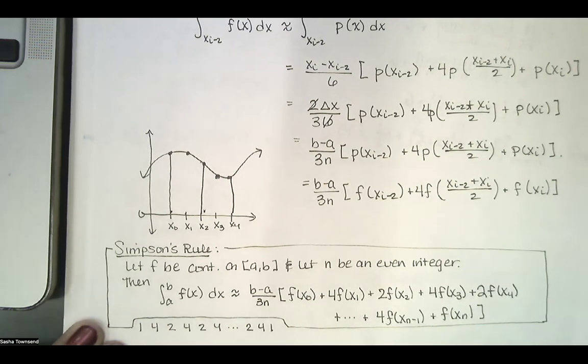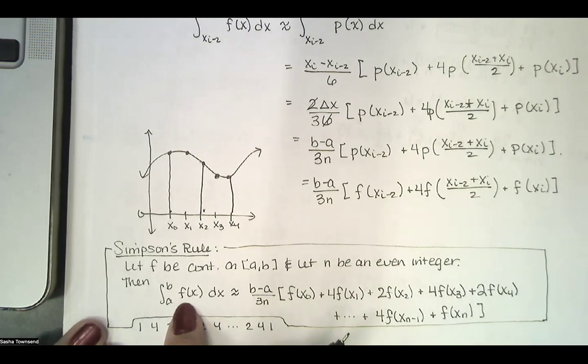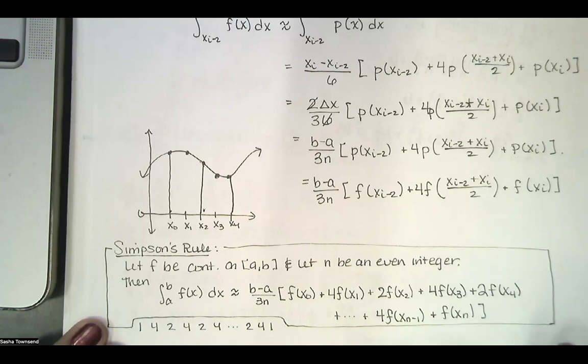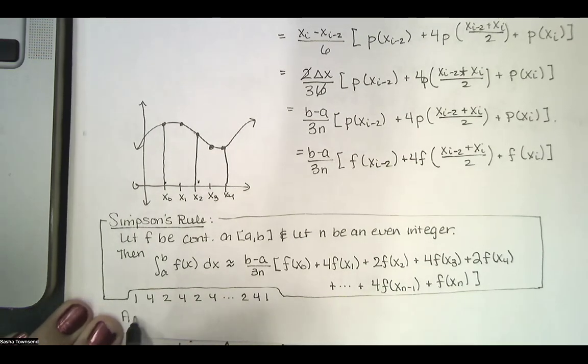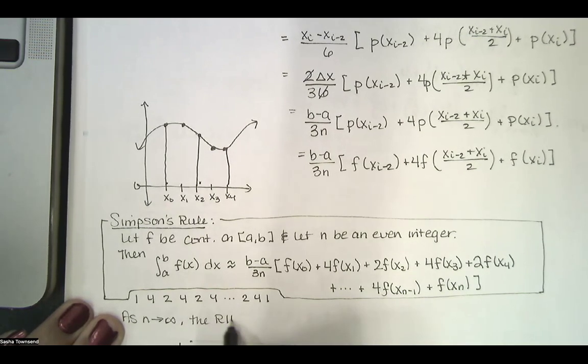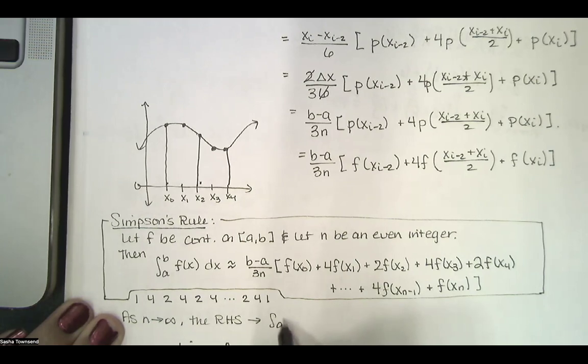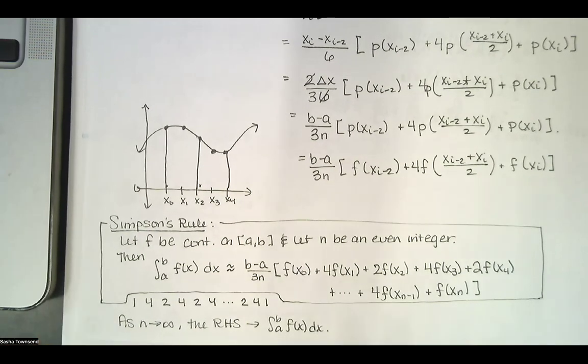And it turns out that as n goes to infinity, this approximation approaches the actual area, or the actual value of the integral. So I'm going to write: the right-hand side approaches the value of the integral. Okay. And then we've got some error estimates for this.